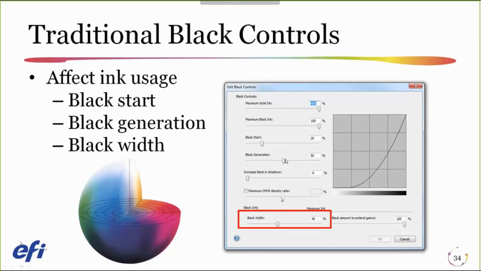And then black generation and black width, I would tend to move those all the way up. If you set the maximum GCR, you'll see black generation, I think, goes to 99 and black width to 100. That'll save you the most ink and probably give you very, very good results. And black amount to extend gamut, maximum density ratio, increase black in shadows, leave those alone. Leave those at the default settings.